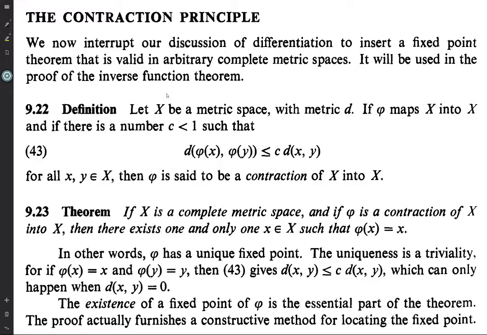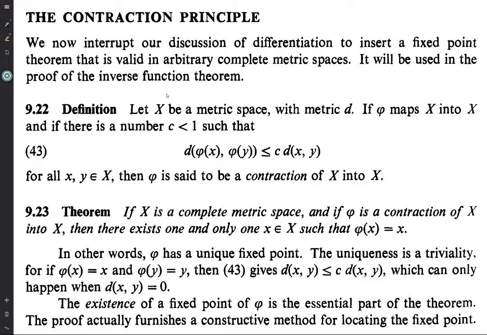So yeah, that's exactly what it says. In other words, phi has a unique fixed point. The uniqueness is easy to see because if you have two fixed points, x and y, then since x equals phi of x and y equals phi of y, the distance between x and y is equal to the distance between phi x and phi y, and since phi is a contraction, this distance is less than or equal to c times the distance between x and y.